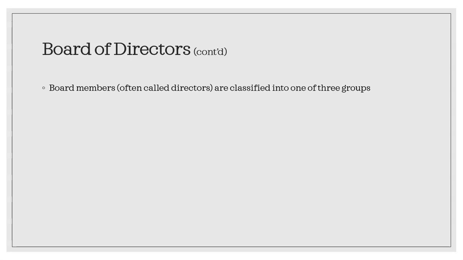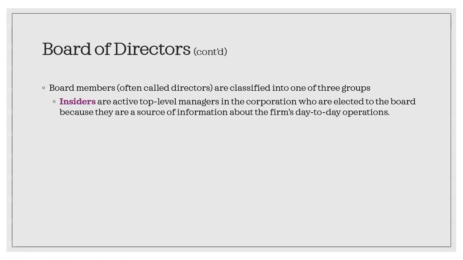So board members are often called directors and are classified into 3 groups. Insiders, and these are active top-level managers in the corporation who are elected on the board because they are a source of information about the firm's day-to-day operations. So usually the managing director or the CEO is also on the board.